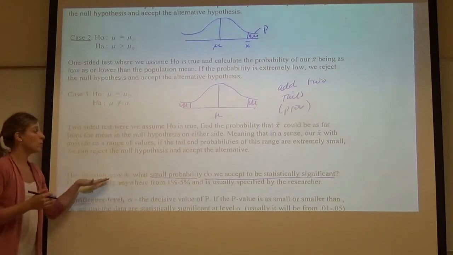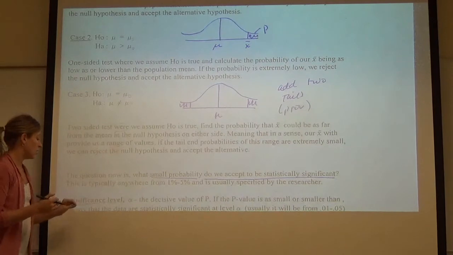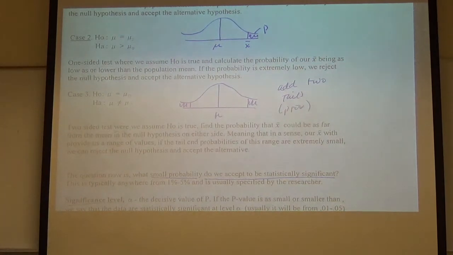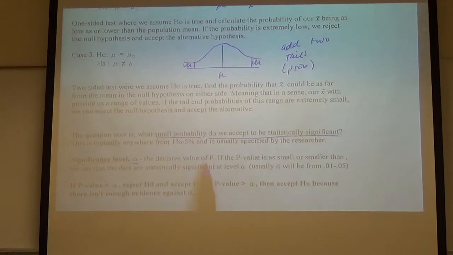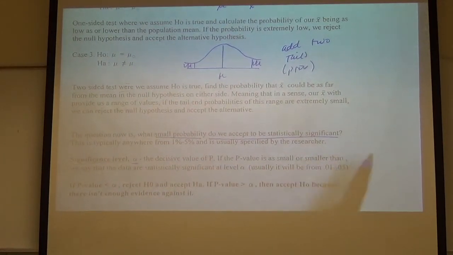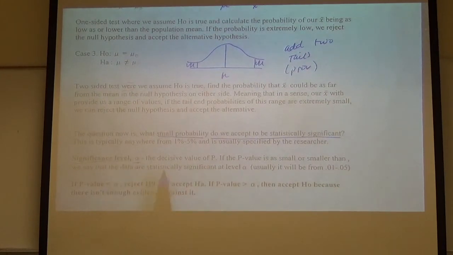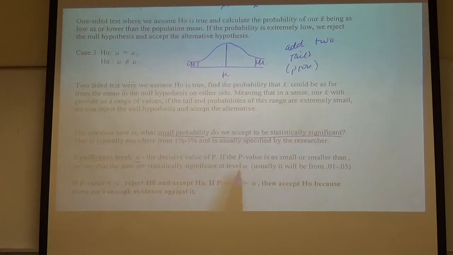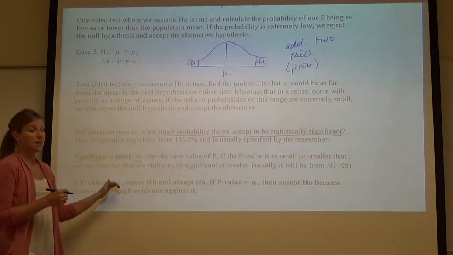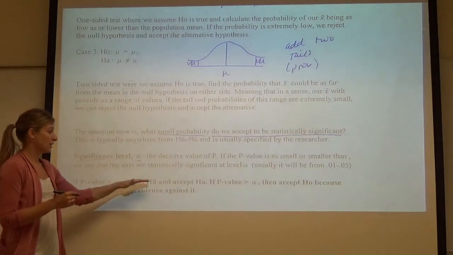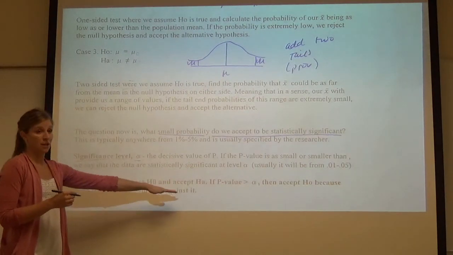But anyway, what we're really calling this is a significance level. For a significance level, we usually call it alpha. It's the decisive value of p. If the p-value is as small or smaller than our significance level, then we say that the data are statistically significant. Basically, if we calculate this little probability and it's less than alpha, we'll reject the null hypothesis and accept the alternative.